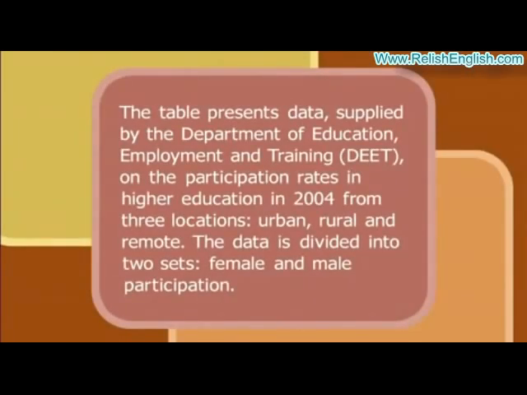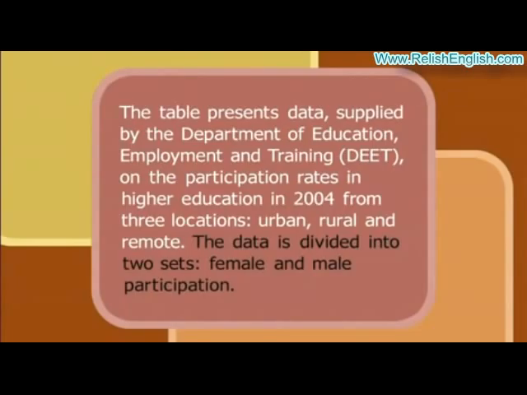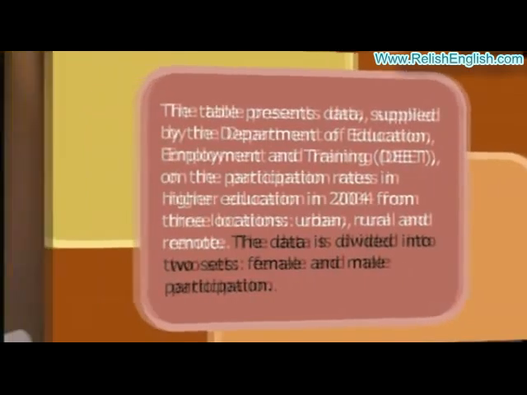We might write, the table presents data supplied by the Department of Education, Employment and Training on the participation rates in higher education in 2004 from 3 locations: urban, rural and remote. The data is divided into 2 sets, female and male participation. Notice our second sentence tells the reader that the data will be presented according to female and male participation rates. So our first body paragraph will be about data for female participants.